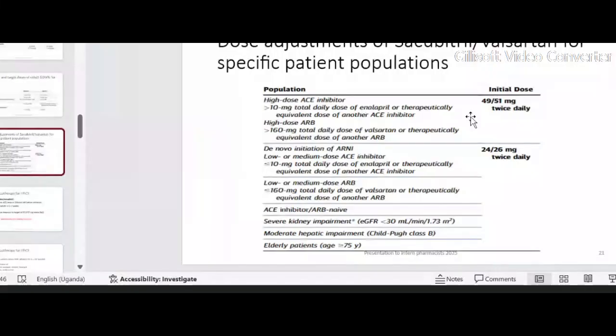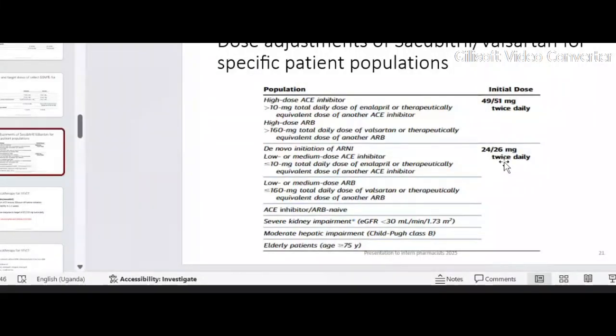If they have a hepatic impairment, particularly Child-Pugh class B, this is a liver injury of this class, then you start from that dose still. Elderly patients above 75, we also start from that dose, because their BPs might be a bit soft.